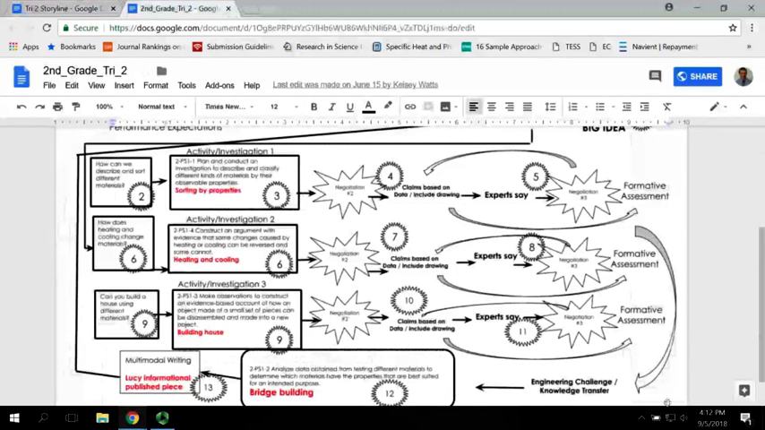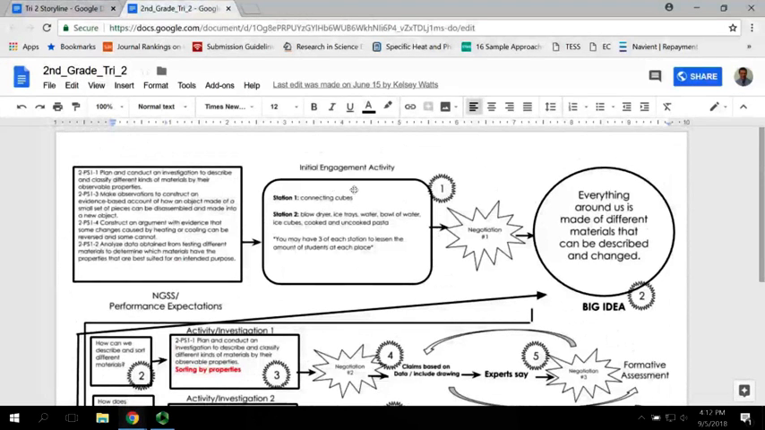So here's the flow chart. The initial engagement activity, you're going to have some stations. You're going to have some little connect cubes. So students are going to be building things with those. And then you're going to have another one with a blow dryer, some ice trays, some water, bowl of water, and we're going to be heating some ice and seeing some changes in them, and then some cooked and uncooked pasta to kind of think about some chemical changes that occur.